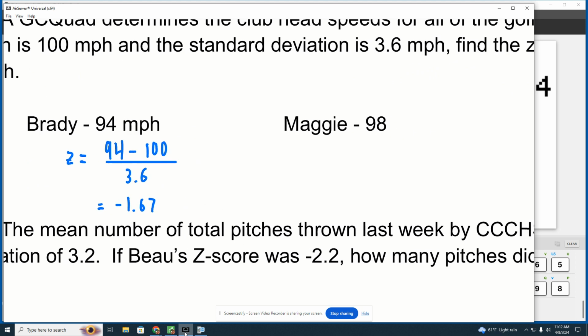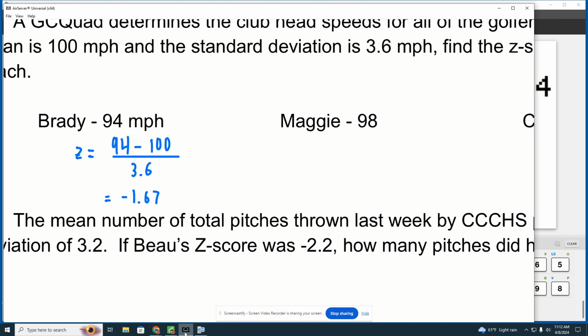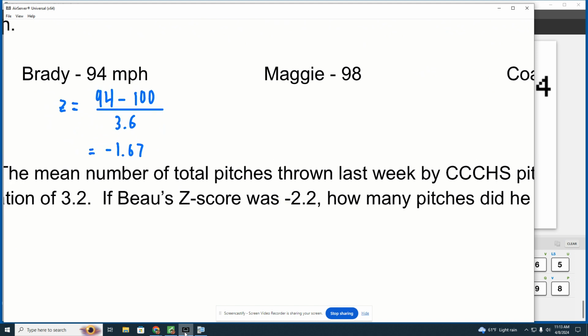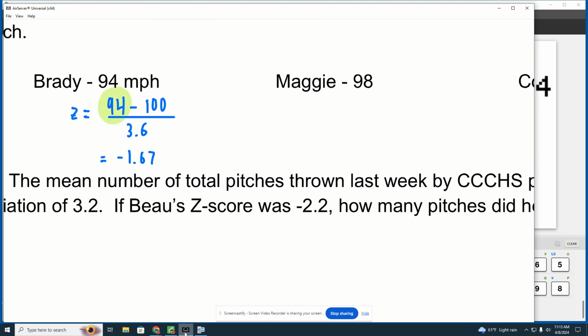Now again, I don't even have to do the rest of them, do I? I was just messing with Brady. I can do them if you need me to. You want me to? We're good. All right. You do the same thing. You just replace the 94 with those values.